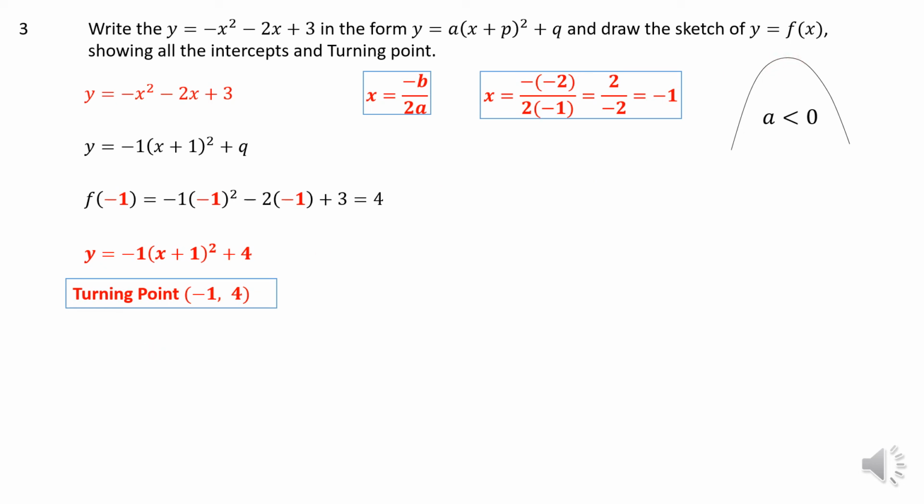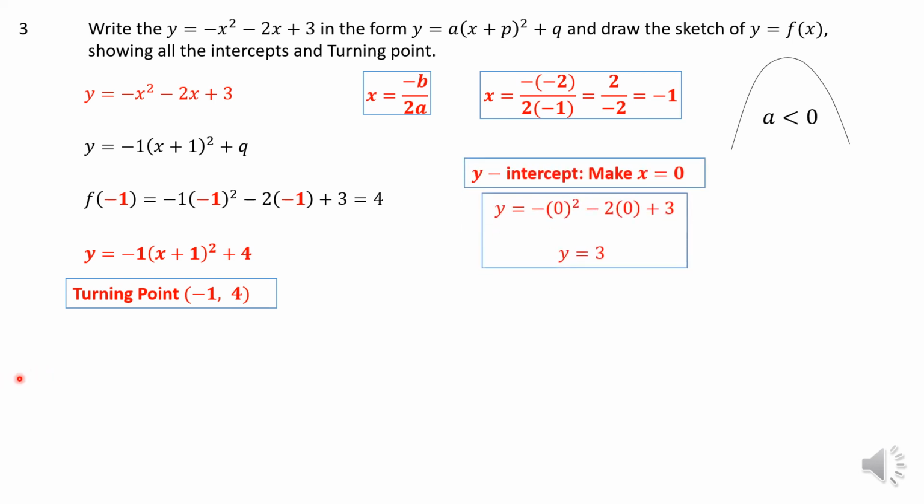All right, so I have the turning point, I have my vertex form. So let me find what the y-intercept will be. Now it's very easy for you to find the y-intercept. You simply make x equal to 0 in your equation, and then you will realize the y-intercept is going to be y equals 3. So this particular graph is going to cut the y-axis at positive 3. So let me find the x-intercepts.